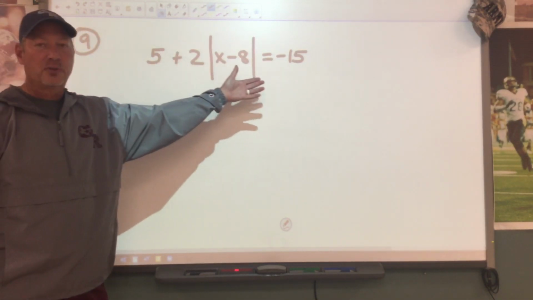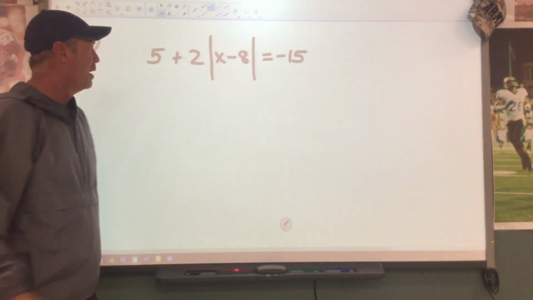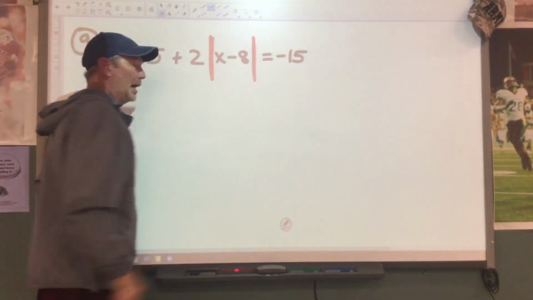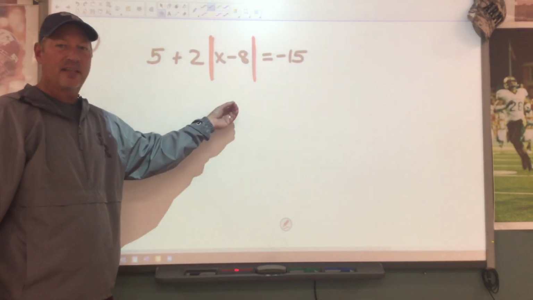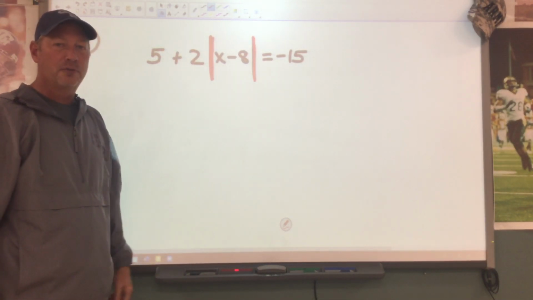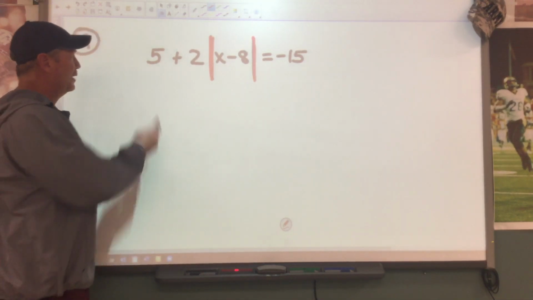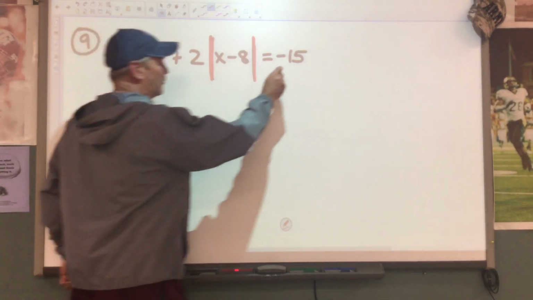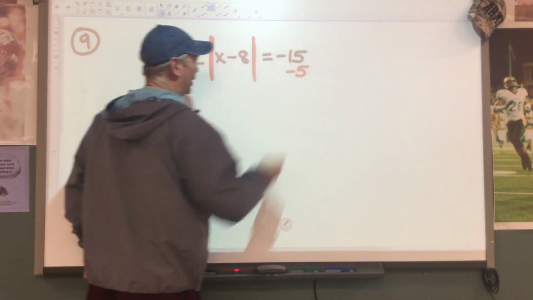We're going to solve an absolute value equation. Okay? My goal, I need to get my absolute value by itself first. So I'm going to have to move some things. The first thing I want to move is this 5. I'm going to take the opposite, so I'm going to go minus 5, minus 5.